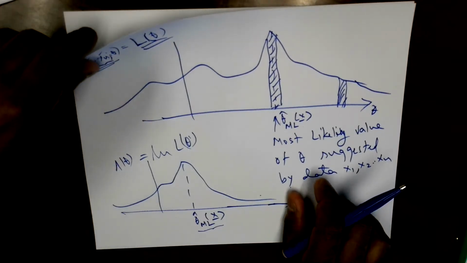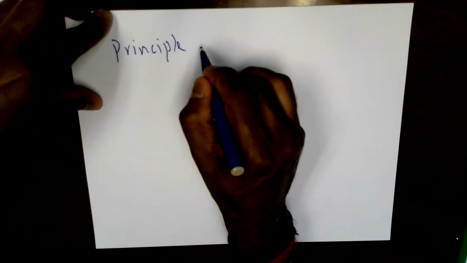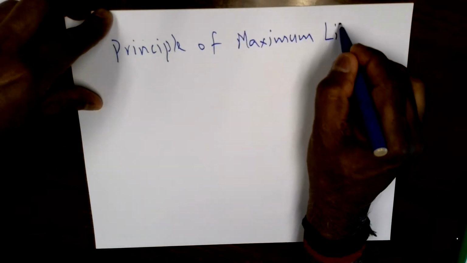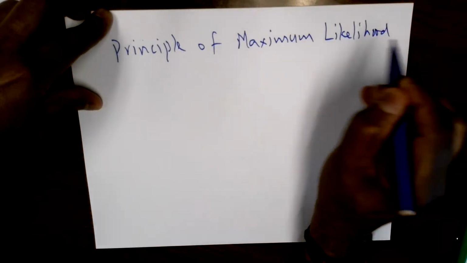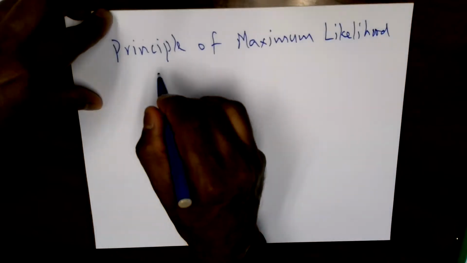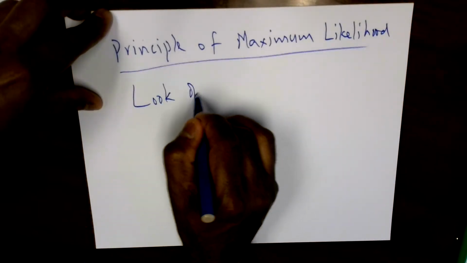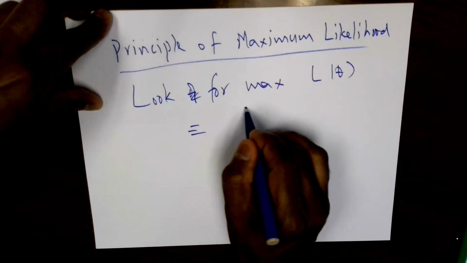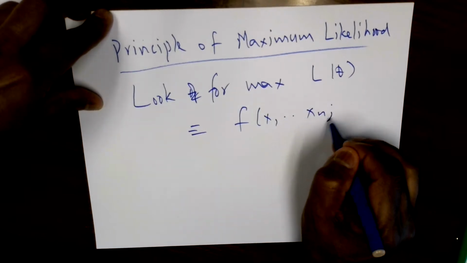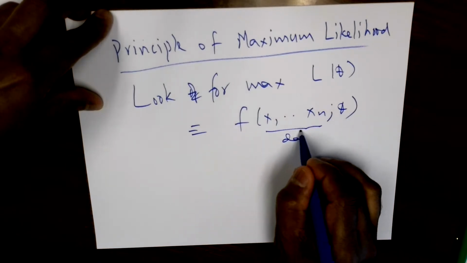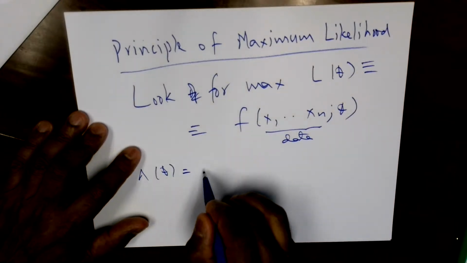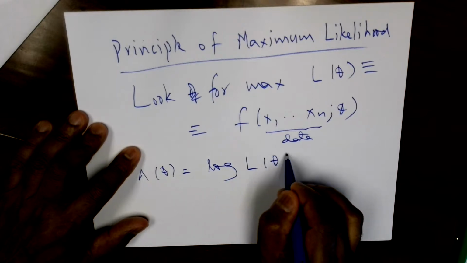So basically, the principle of maximum likelihood is simply to look for the maximum value of the joint density function. Look for the maximum of L of theta, which is the same as the joint density function of the data. Of course, as I said, the data is given, so there's only one parameter, theta. Or sometimes you look for lambda of theta, which is the natural logarithm of L of theta.